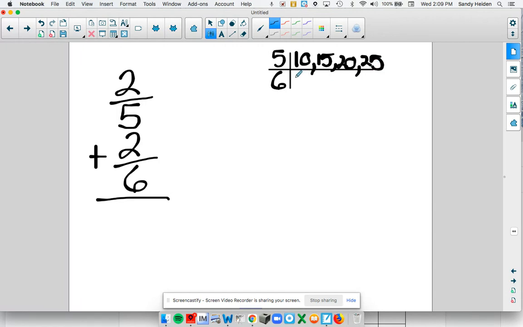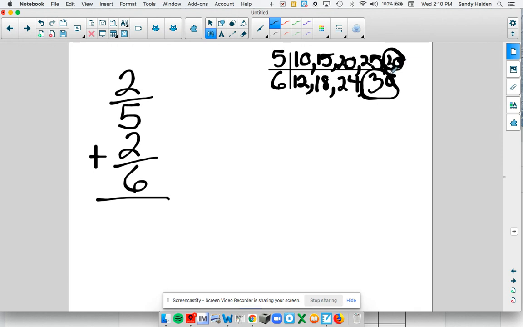I'm going to count by 6s. 6 times 2 is 12. 6 times 3 is 18. 6 times 4 is 24. I don't have any matches yet, so I have to keep going. 30. If I keep going up here, I'll have a 30. 5, 10, 15, 20, 25, 30. So I'm going to use 30 for my common denominator.